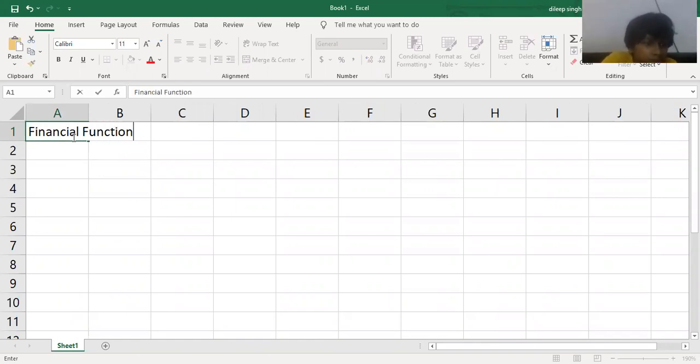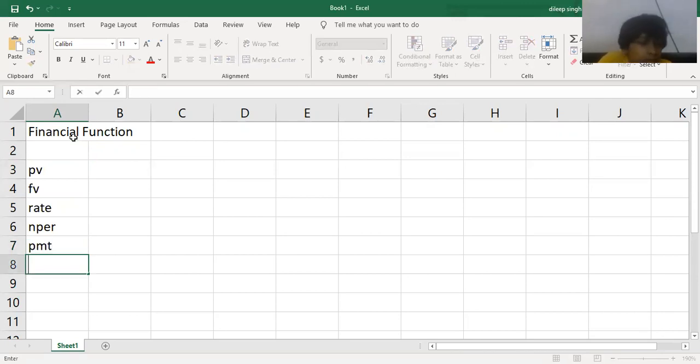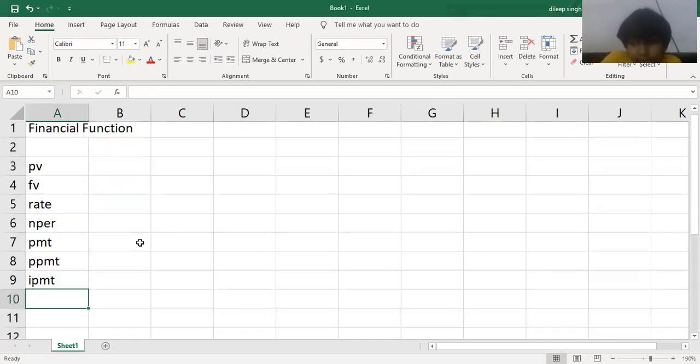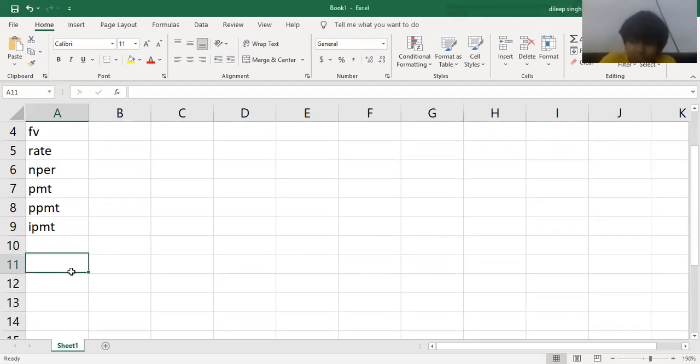And here there are different types of functions, for example PV, FV, RATE, PMT, IPMT, and PPMT. These are the functions we can normally use in the financial part of the functions. Here we take an example for the particular function used.